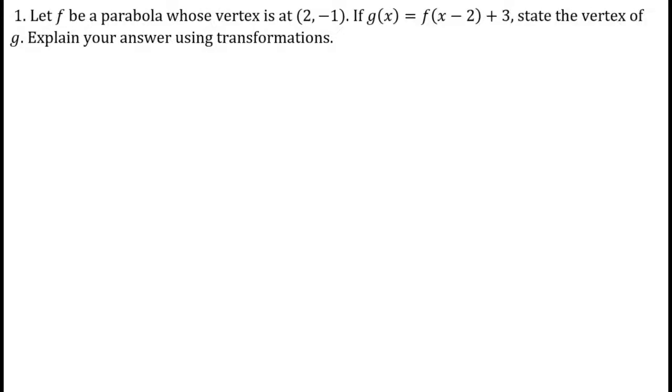Number 1. Let f be a parabola whose vertex is at (2, -1). If g of x equals f of (x - 2) + 3, state the vertex of g. Explain your answer using transformations.